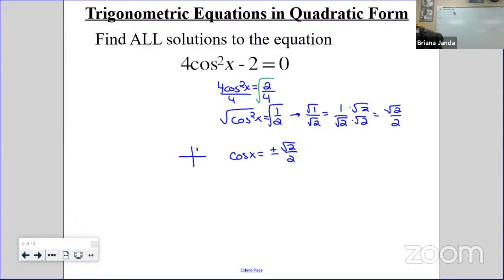Anyway, what is that reference angle that gives us an answer of square root of 2 over 2? Pi over 4. And again, positive and negative means I'm getting answers from all 4 quadrants. So we are now looking for the pi over 4. That puts us into all 4 quadrants: 3 pi over 4, 5 pi over 4, 7 pi over 4. Any questions?